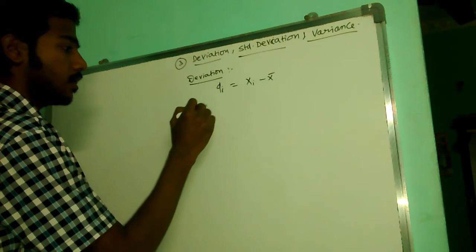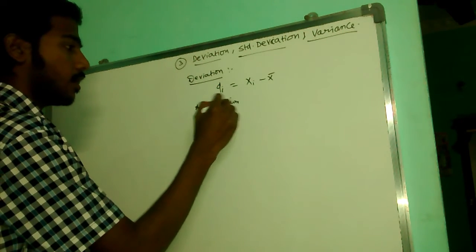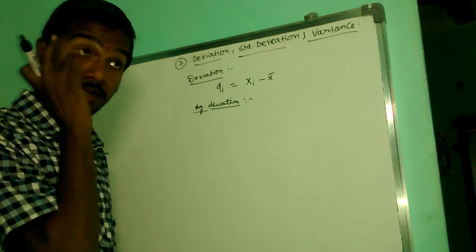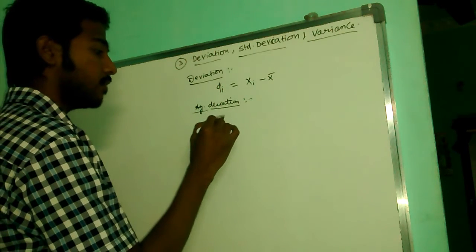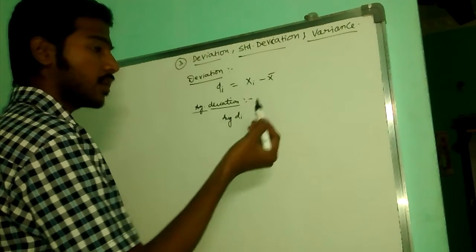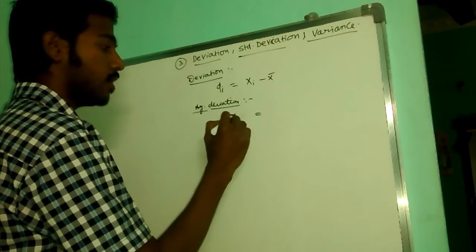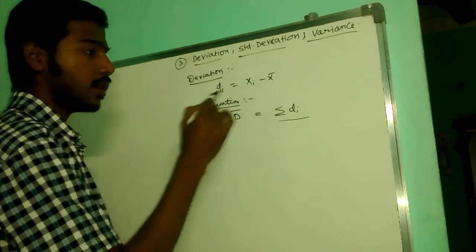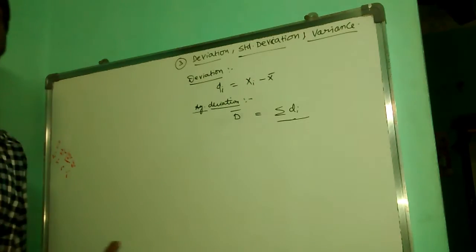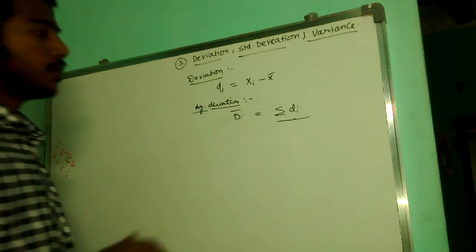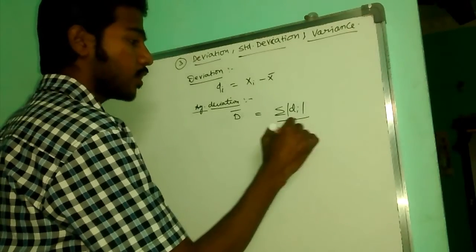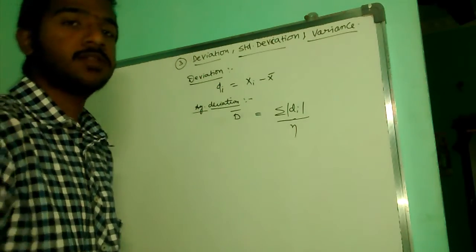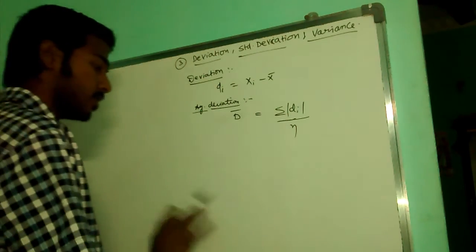Next is average deviation. We have already seen that the mean is also an average. The average deviation is given by d bar. It is the summation of all the deviations of the ith readings, that means the summation of d1, d2, d3, d4, divided by the total readings. That means d1 plus d2 plus d3 plus d4 by 4 gives the average deviation.